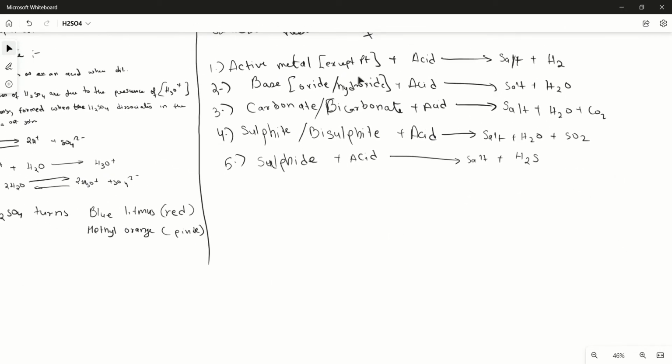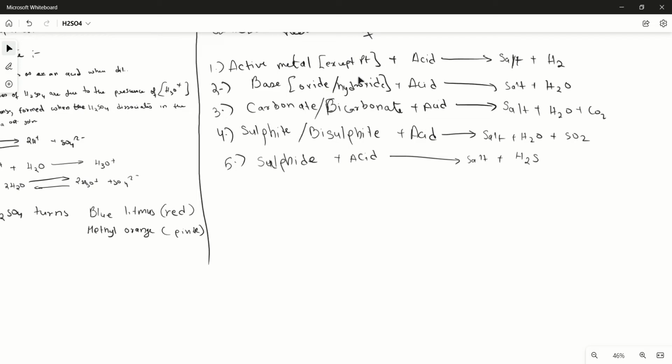But just remember this. If it's an active metal, except platinum, plus acid, it's salt plus hydrogen. Base, oxide or hydroxide, plus acid gives us salt plus water. Then when it's a carbonate or bicarbonate, it's salt plus water plus carbon dioxide. With a sulfite or bisulfite, it's a salt plus water plus sulfur dioxide. And with a sulfide with an acid, it's salt plus hydrogen sulfide. Okay.